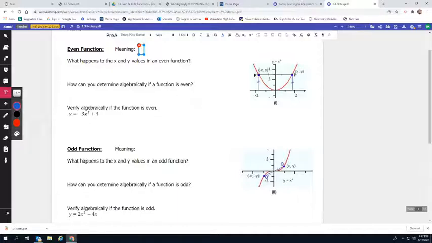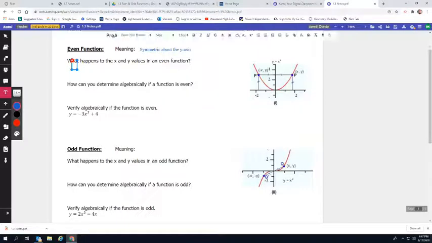So I'm going to try to do this Cami thing and see if it works because there's a lot of writing on here. So the first one we're going to talk about is an even function, and the meaning of an even function is that it is symmetric about the y-axis. Okay, so what happens to the x and y values in an even function?